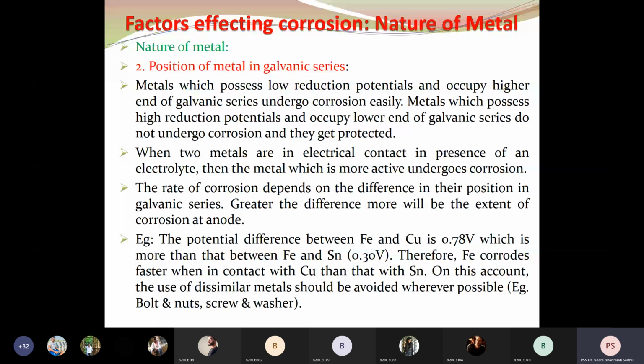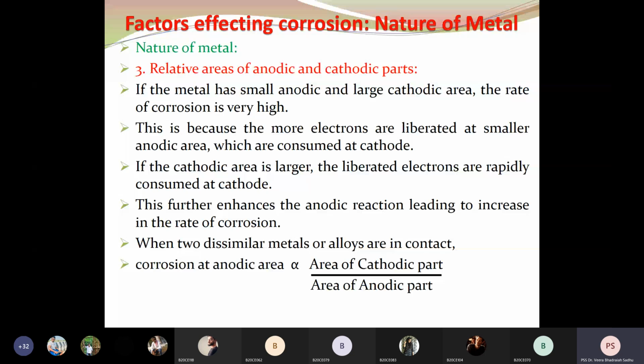The third type is the relative areas of anodic and cathodic parts. What do we mean by relative areas of anodic and cathodic parts? When you bring two metals in contact, one metal acts as the anode and the other as the cathode. So there will be a difference between the area of the anode and the area of the cathode. If the cathodic area is very large, the rate of corrosion is very high. A small anode area and a large cathode area give a large rate of corrosion.